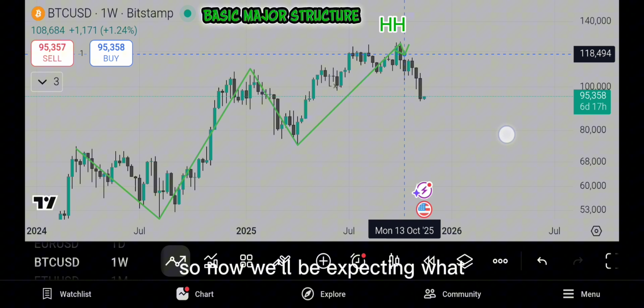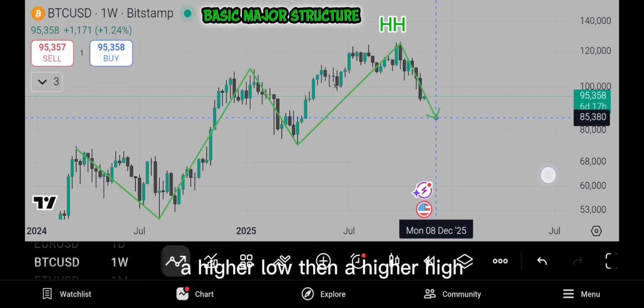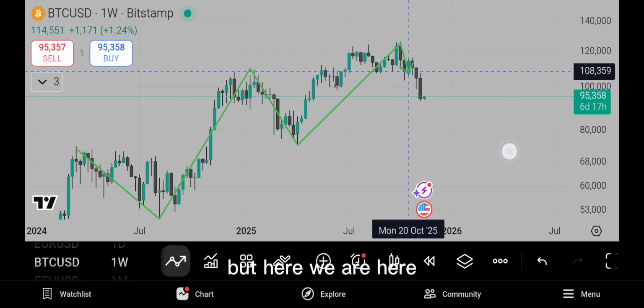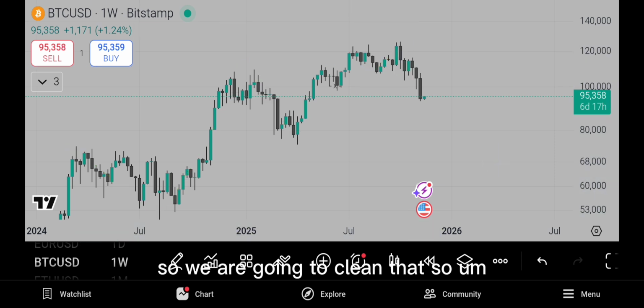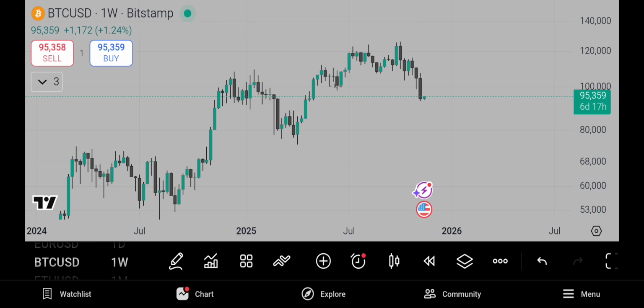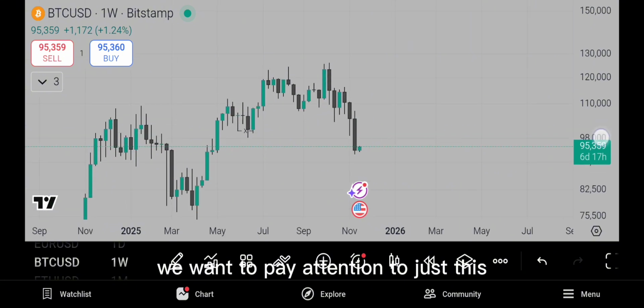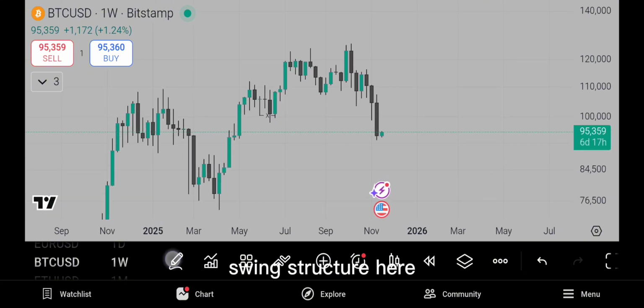So now we'll be expecting what? A higher low, then a higher high. That's if the trend is going to continue. Well, here we are. So I'm going to clean that. We want to pay attention to just this swing structure here.